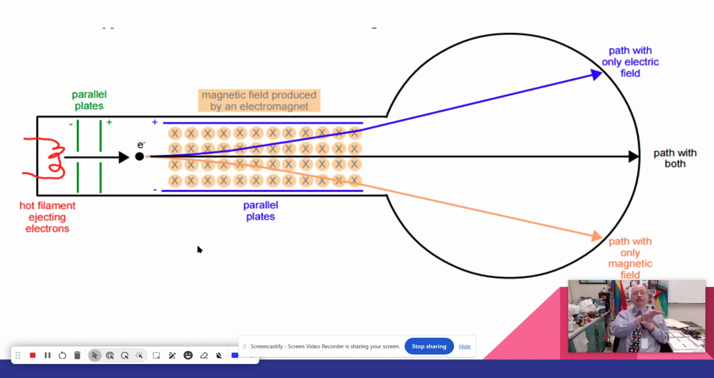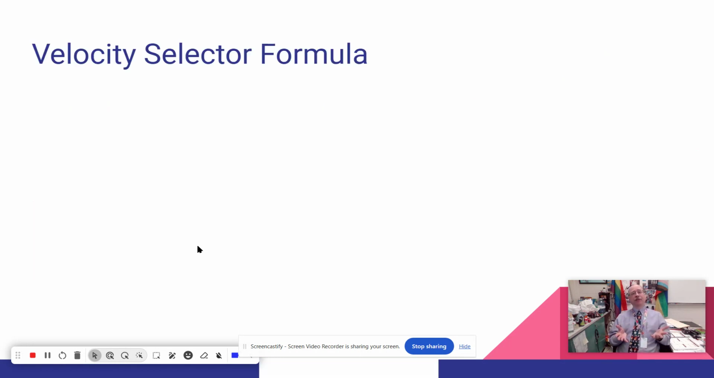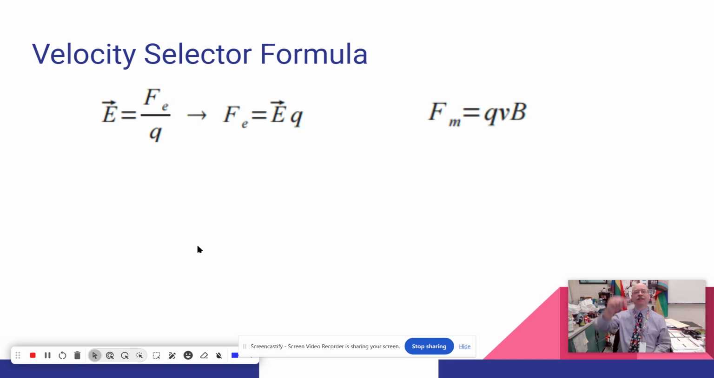And it's because of getting them to go straight through that the electric field and the magnetic field must be exerting equal forces in opposite directions so that the net force is zero. So what he does is he comes up with something called the velocity selector formula. In this formula, what he basically says is exactly what I was just saying. We have the electric field force that was pushing up, and we're going to exactly balance it with the magnetic force pushing down. So we have these two formulas, Fe equals EQ and Fm equals QVB.